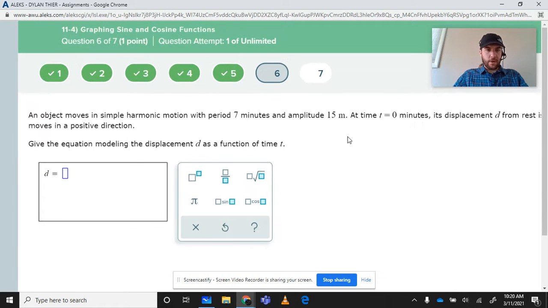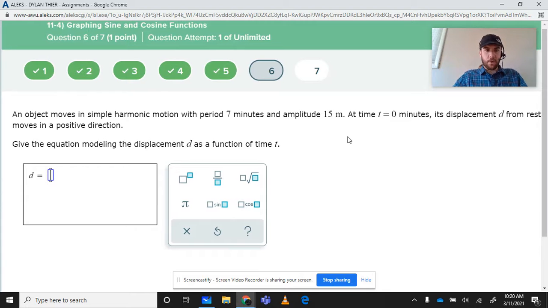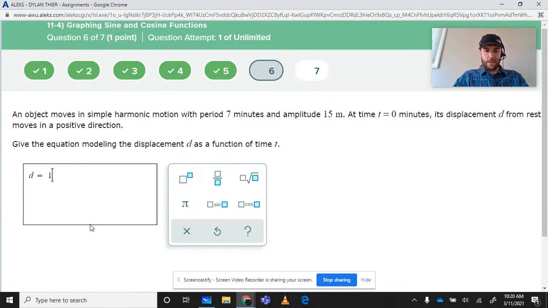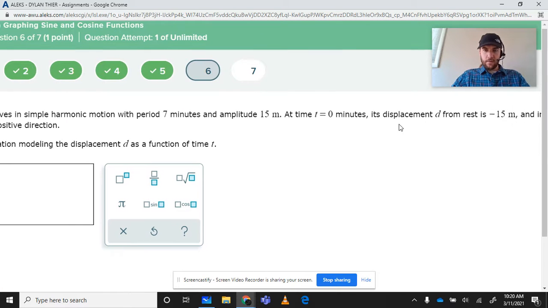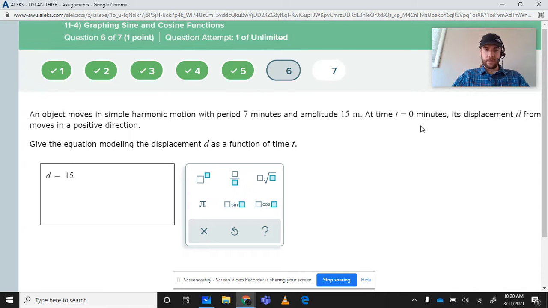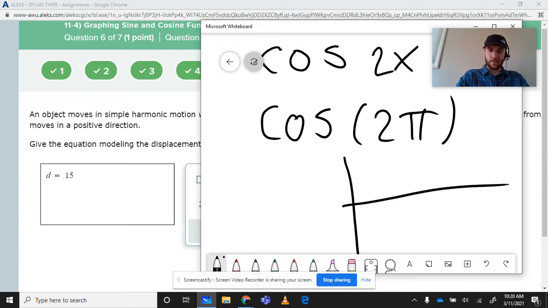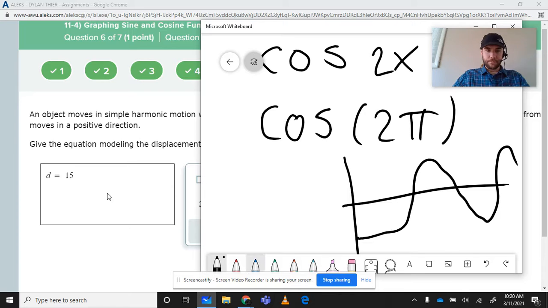Okay, so here we have a prompt that says an object moves in simple harmonic motion with a period of 7 minutes and an amplitude of 15. So, sorry, amplitude of 15. It says at time 0, its displacement is at negative 15. So we are talking about something that is starting out down here at negative 15 and then oscillating.